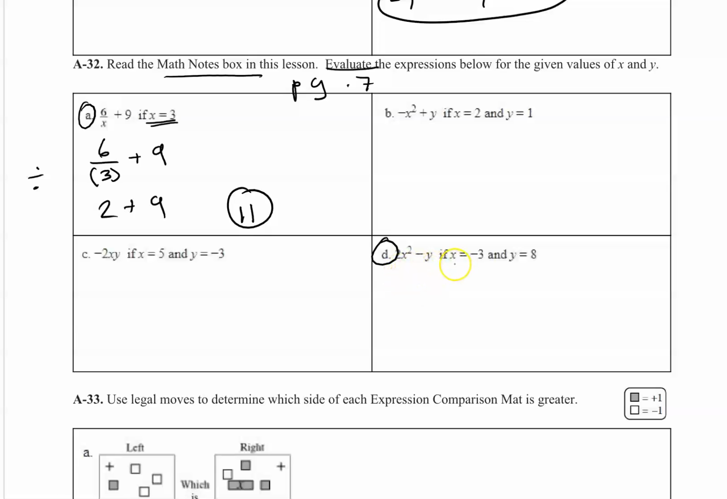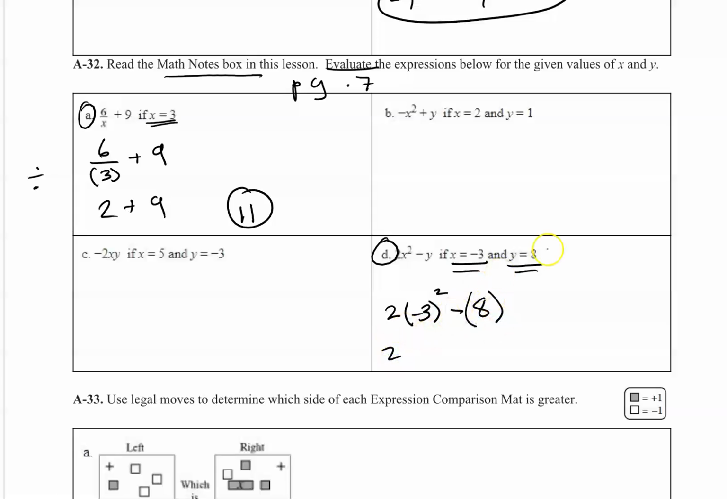Next, part D. We're going to put in -3 for x, and we're going to put in 8 for y. So let's look at this guy right here. It's helpful to use parentheses. You should use parentheses when you evaluate. So -3 squared instead of x squared minus 8.